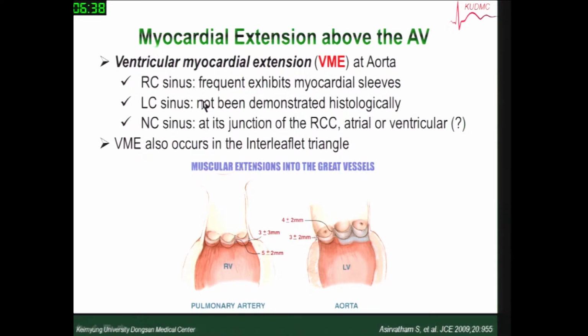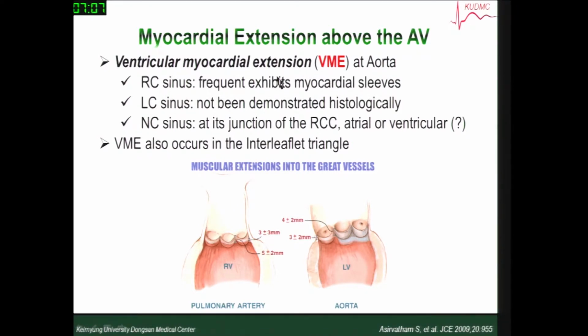As you know, the anastomosis between the great vessel and the heart is not just a clean-cut anastomosis. There's always intermingling of each structure. The typical example is the pulmonary vein with the left atrium. The aorta and the SVC have the same histological phenomenon. So ventricular myocardial extension goes into the aorta. The most common site is the right coronary cusp.